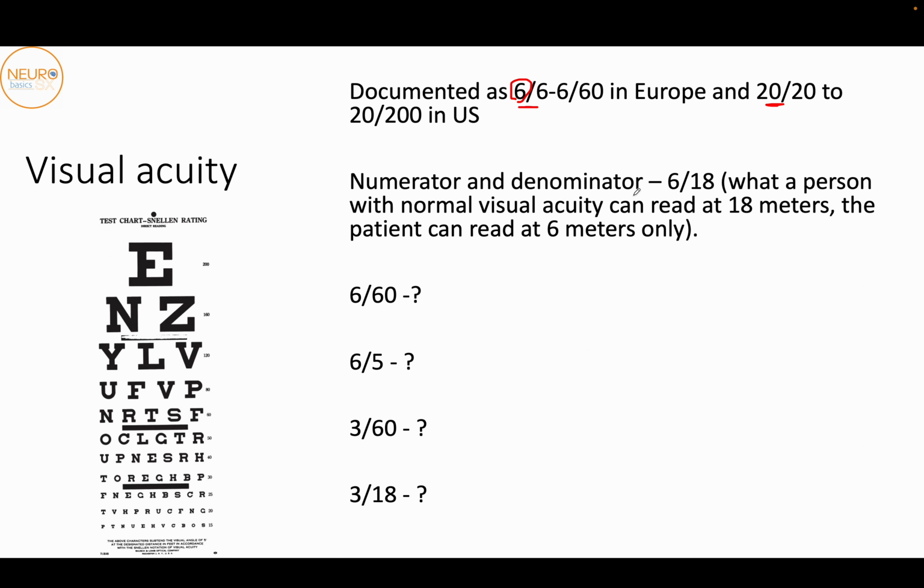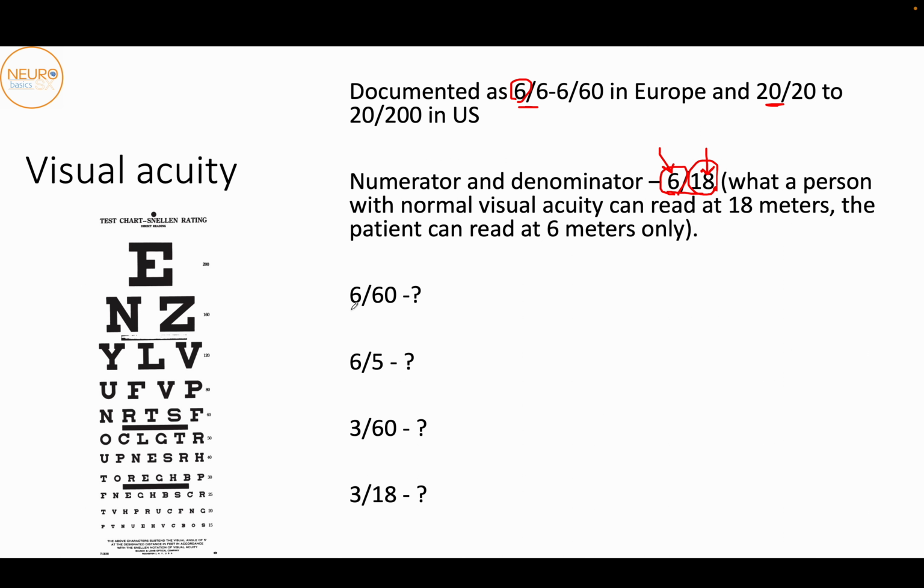And what do the numerator and the denominator mean? For example, if somebody's visual acuity is 6/18, it's very straightforward to remember that this person is reading at 6 meters something that a normal person can read at 18 meters. So the patient is standing at 6 meters, and the person with a normal visual acuity is standing at 18 meters, and they're able to read the same thing. So it's a very straightforward way to remember it: the numerator is always going to remain 6, and the denominator is always going to change. The patient is reading at 6 whatever a normal person with normal visual acuity is reading at the denominator number.